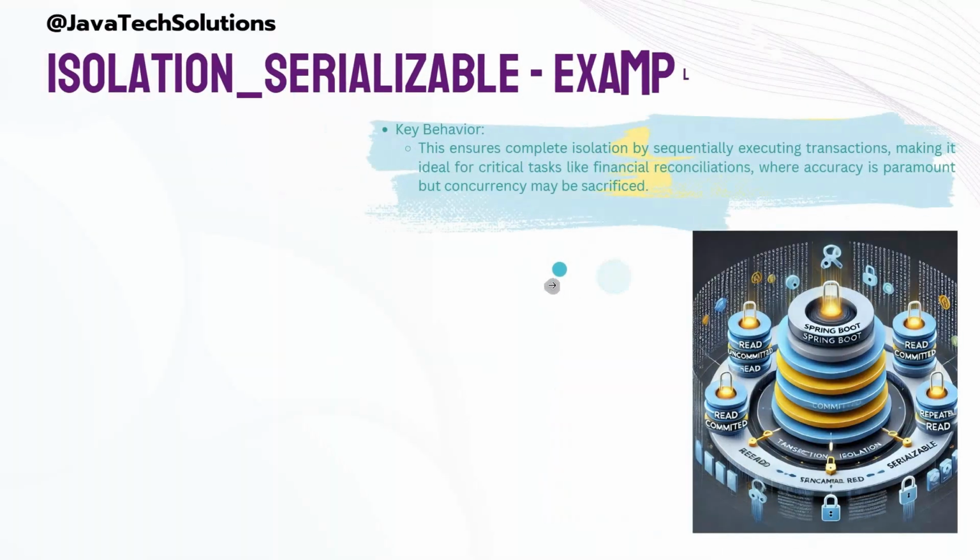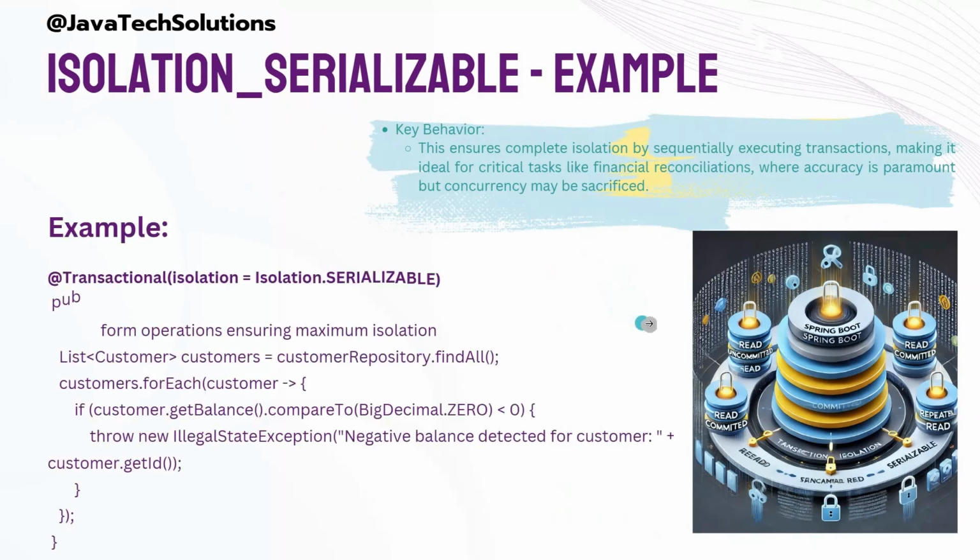Now we are going to take an example for this one. Here you see serializable, in this way you can use it. This ensures complete isolation by sequentially executing the transactions, making it ideal for critical tasks like financial reconciliations, where accuracy is paramount but concurrency may be sacrificed. So this time we use this one because it's a very critical operation. Whenever we do reconciliations, we use isolation serializable.